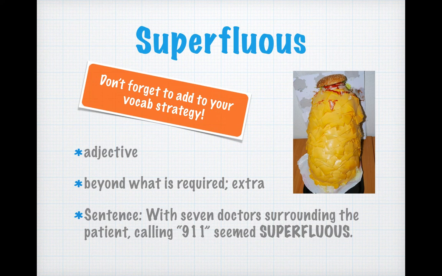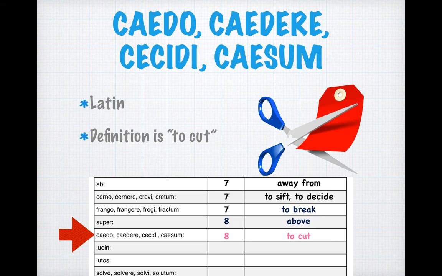We're already moving on to our second root. There are a lot of new roots you're going to learn in this lesson. The next root has 3 words. The root is cado, and it means to cut.